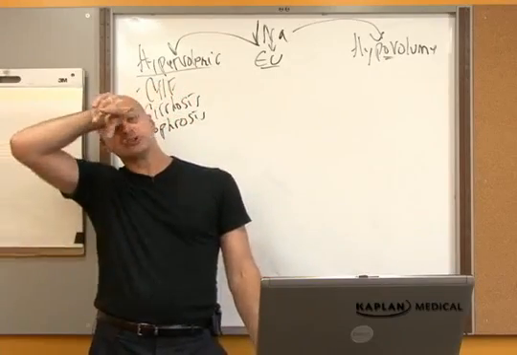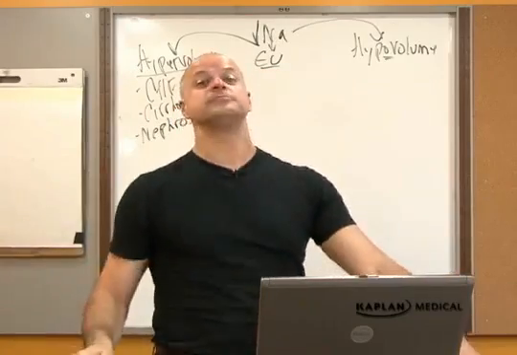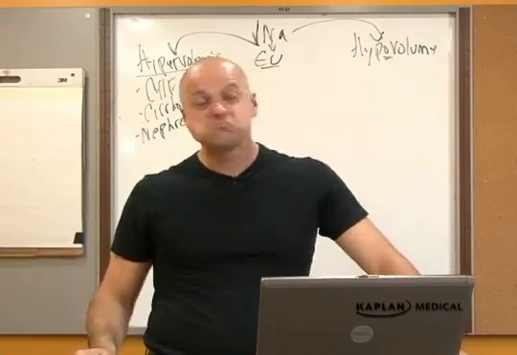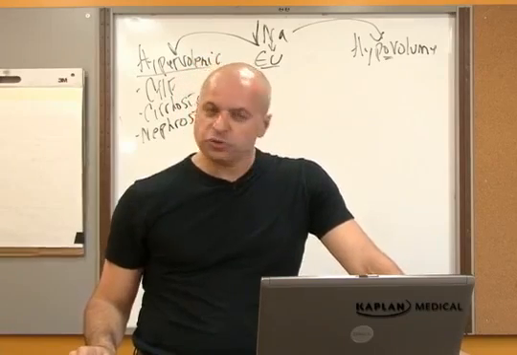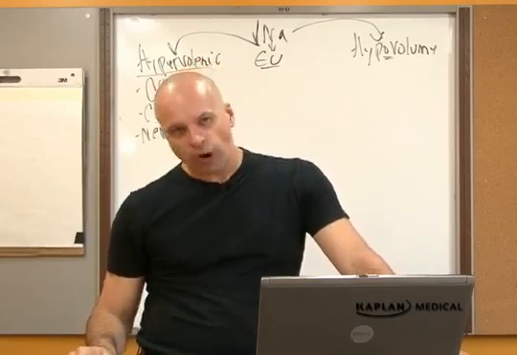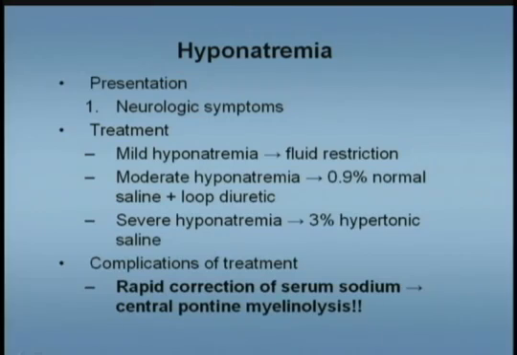Sodium, CNS. Can you get a CNS problem from potassium? No, because you're going to die of an arrhythmia first. You will die of an arrhythmia before you can get a seizure from a potassium problem. You'll die of an arrhythmia first.